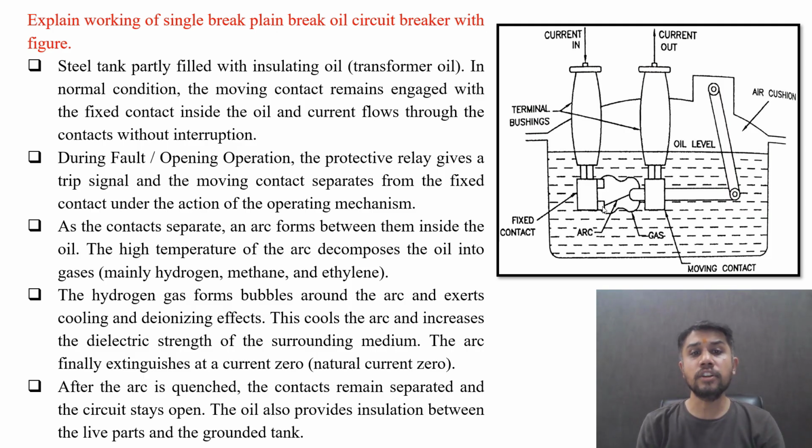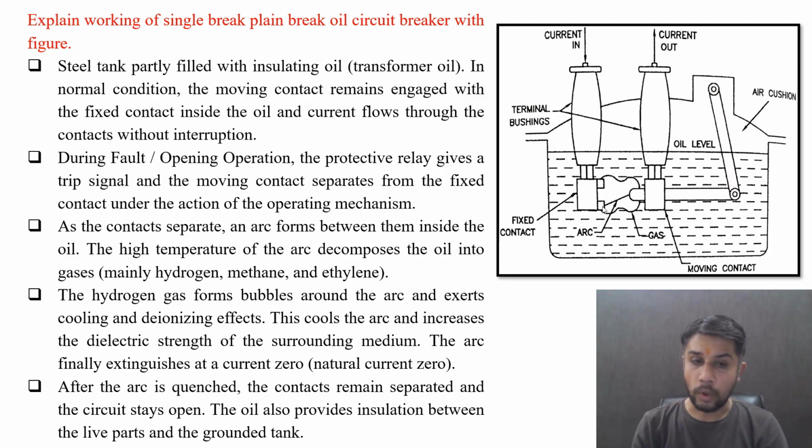The high temperature of the arc decomposes the oil into gases, mainly hydrogen, methane, and ethylene. The hydrogen gas forms bubbles around the arc and exerts cooling and deionizing effects. Due to these two actions, the arc cools and the dielectric strength of the surrounding medium increases. The arc finally extinguishes at a natural current zero instant.